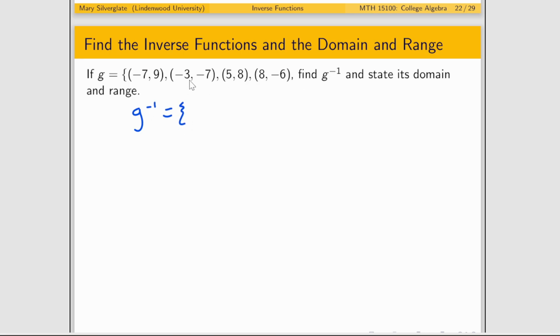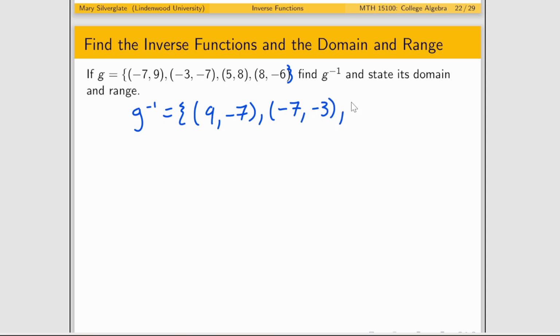So here we're going to be, again, there should be a closing bracket here, but this is all the points on the original function. So on the inverse, you're going to flip-flop x and y on all those points. So if negative 7 comma 9 is one of the points, the new point would be 9 comma negative 7. Negative 3 comma negative 7 was the next one, then we'd have negative 7 comma negative 3.